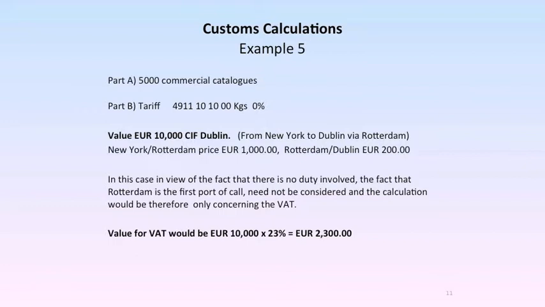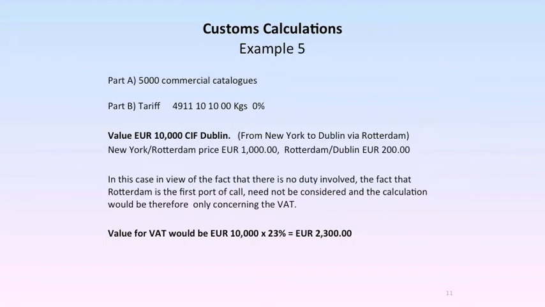Looking now at example number 5, we have a shipment of 5,000 commercial catalogues, tariff number as shown, showing the full 10 digits. The unit of quantity is in kilo and the duty rate is 0. The value is €10,000 CIF Dublin, cost insurance freight up to arrival Dublin. This is from New York to Dublin via Rotterdam. The sea freight costs from New York to Rotterdam are €1,000 and Rotterdam to Dublin €200.